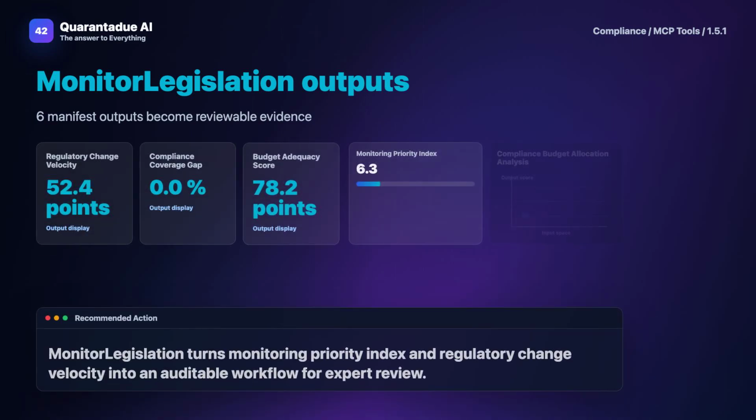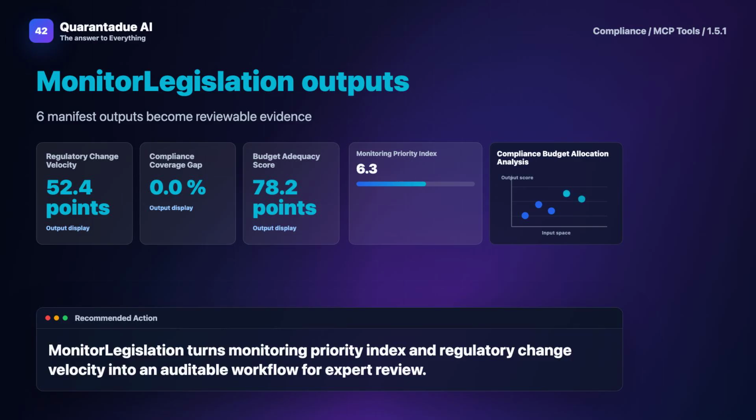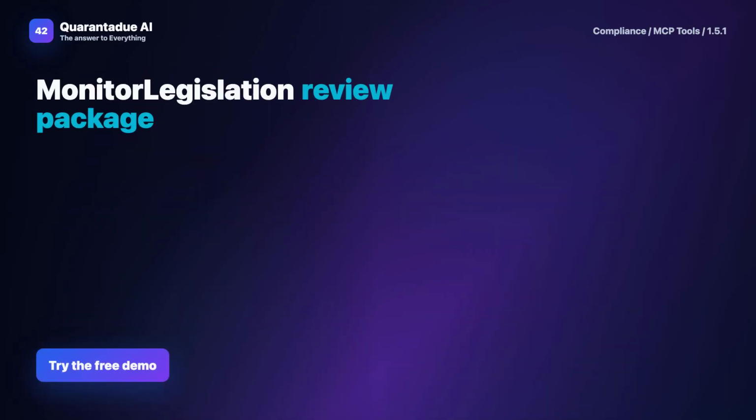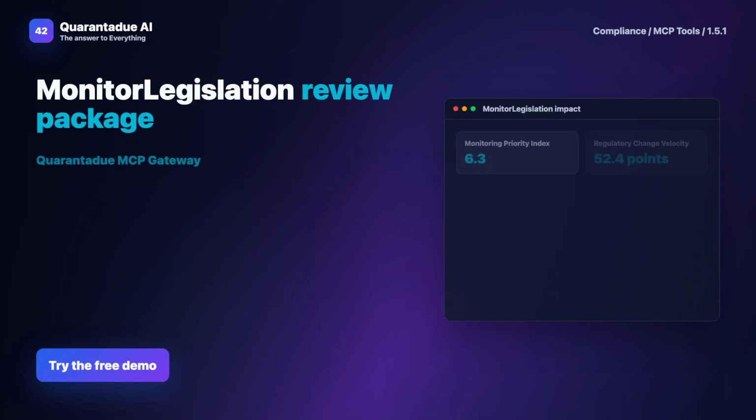Monitor legislation returns structured outputs such as monitoring priority index, regulatory change velocity, compliance coverage gap, budget adequacy score, and compliance budget allocation analysis. These outputs are designed to support review, reporting, comparison, and follow-up actions.